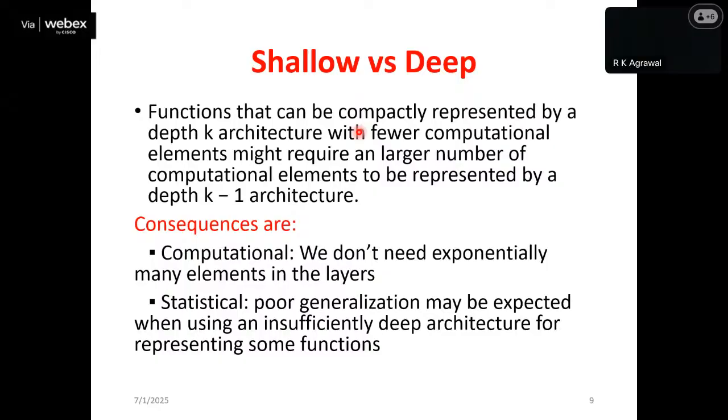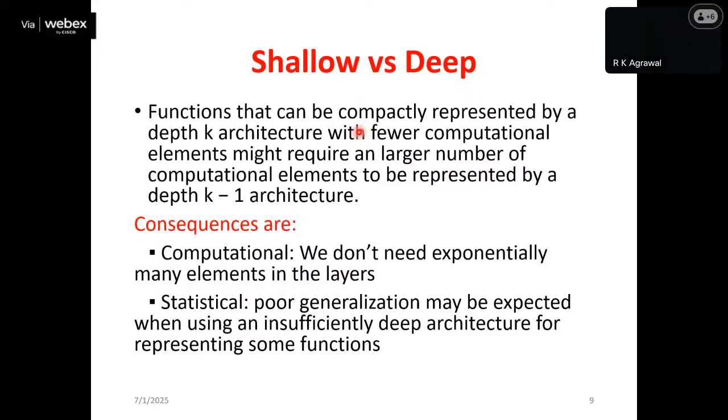Then again, if you choose 3 hidden layers instead of 2, this number of computational units will decrease further. Going from k minus 1 hidden layers to k hidden layers, the number of computational elements will decrease. So, in a nutshell, by choosing more hidden layers, you require fewer computational elements to solve the problem. That is the advantage. But what is the problem?